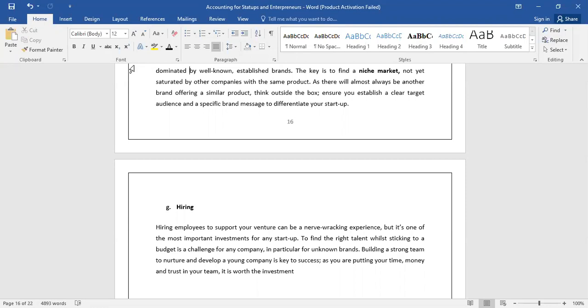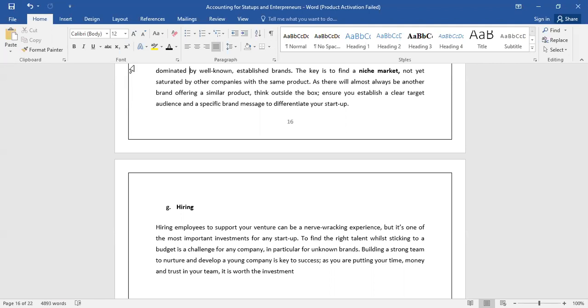Okay, finding the right talent while sticking to a budget is a challenge for many companies, in particular for unknown brands. And as I said, let's say you have a budget of this amount of money. Now, hiring someone to even take care of your bookkeeping can be a challenge because, hey, how can I pay this person? How can I do this? How can I do that? But it's important that we try as much as possible to hire people that will help us. So, building a strong team to nurture and develop a young company is key to success.